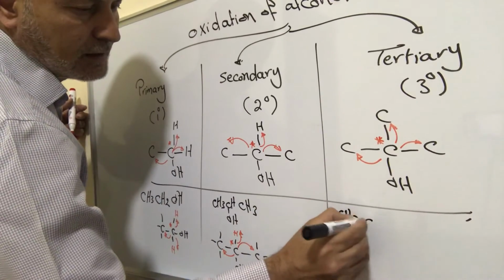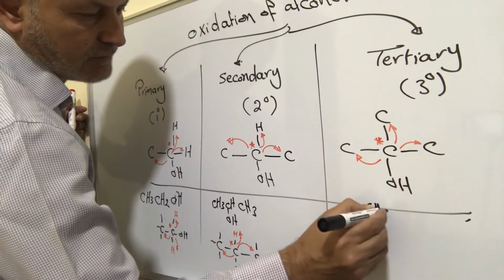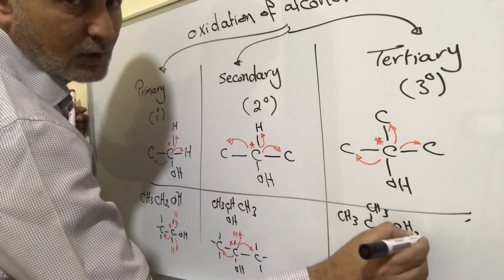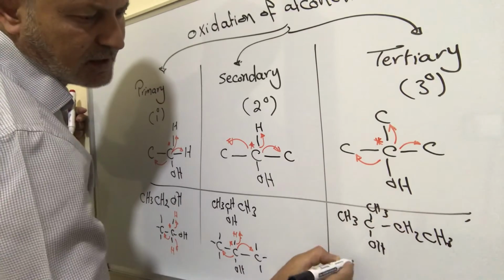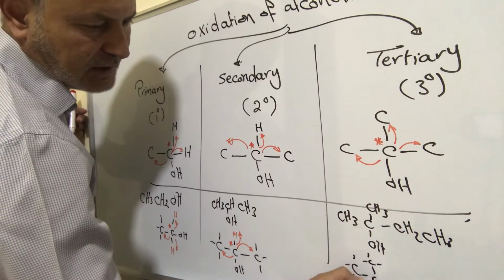Now let me go to the tertiary with one example: CH3, COH, CH3, CH2, CH3. I think if you make it fully displayed, you would find it this way.